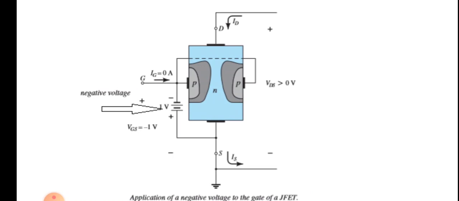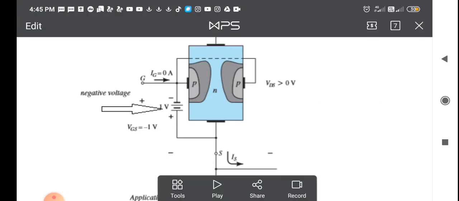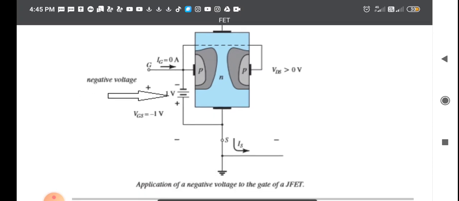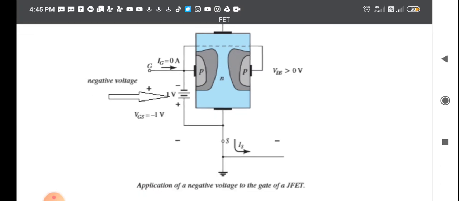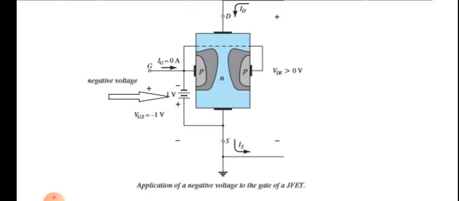So you can see that the channel width is not going to remain uniform. The channel width is very narrow on the upper side as compared to the lower part. This is happening because of the already existing gate to source voltage, which was not there in the earlier case. So the width of the channel in the earlier case was wider as compared to this.